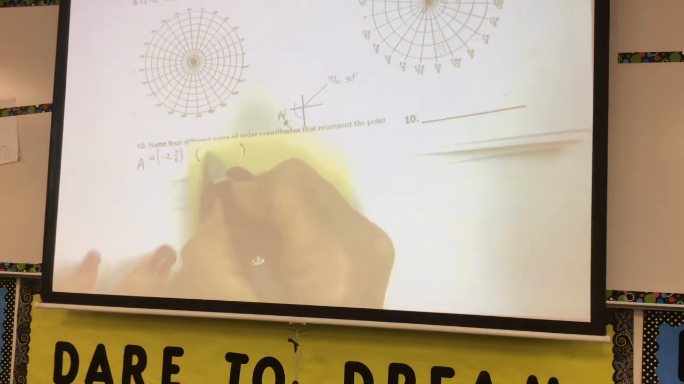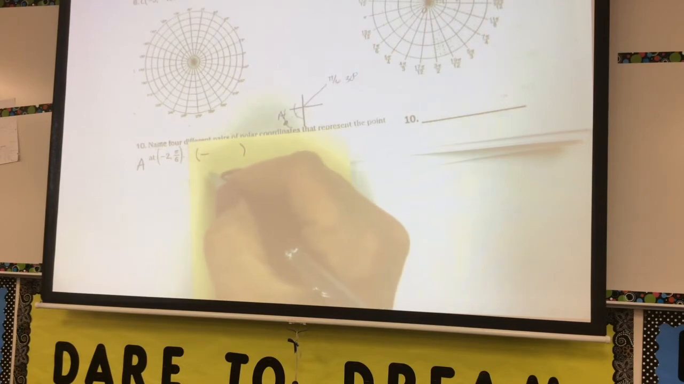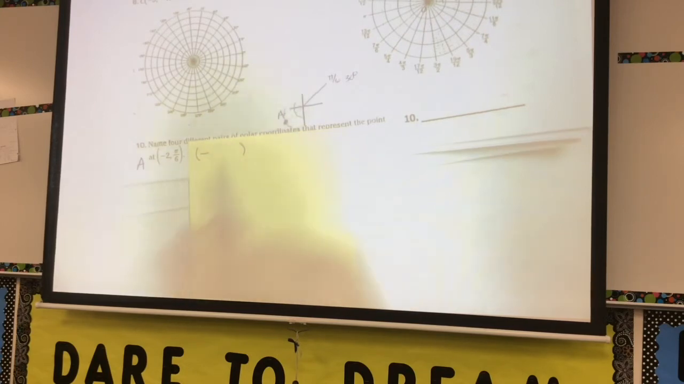So what do you think? -1, 3. Was your first number -1? Yes. You gotta have the same radius because you wouldn't be 2 circles away. Now you could do a +2 or a -2. So do you want to, the rest of us, do we want to slightly change your answer? Just a little tiny bit?